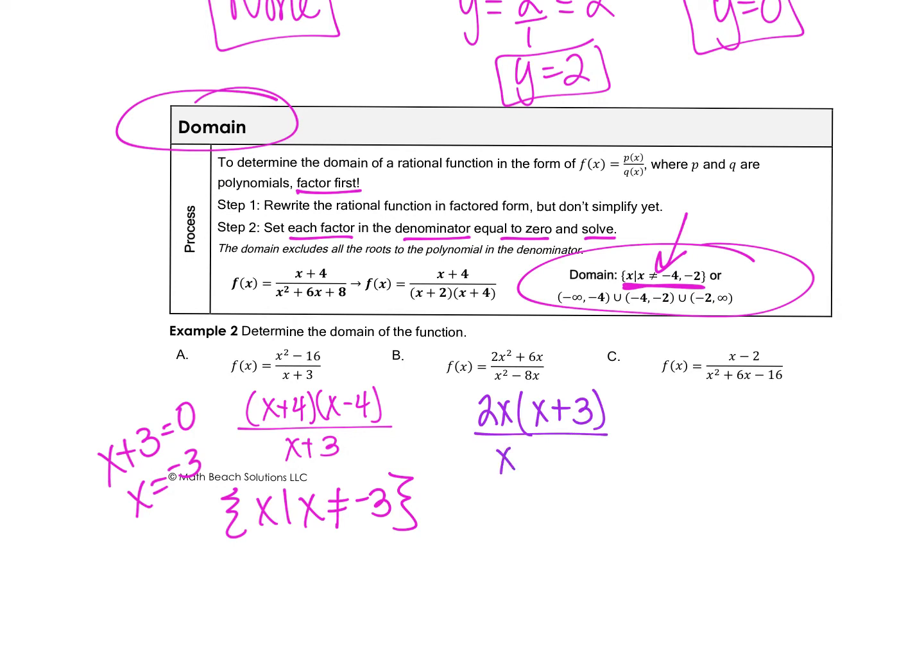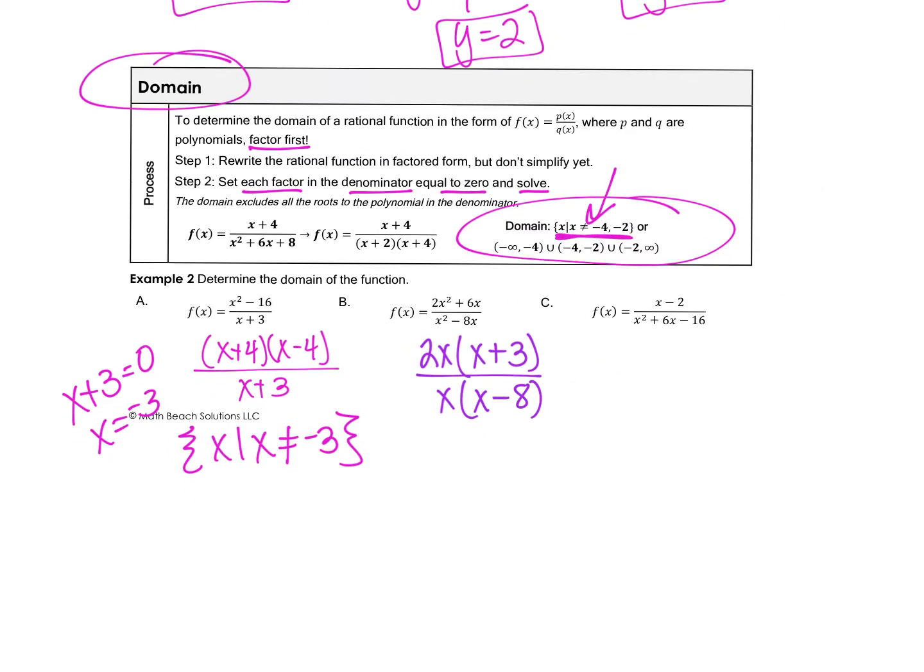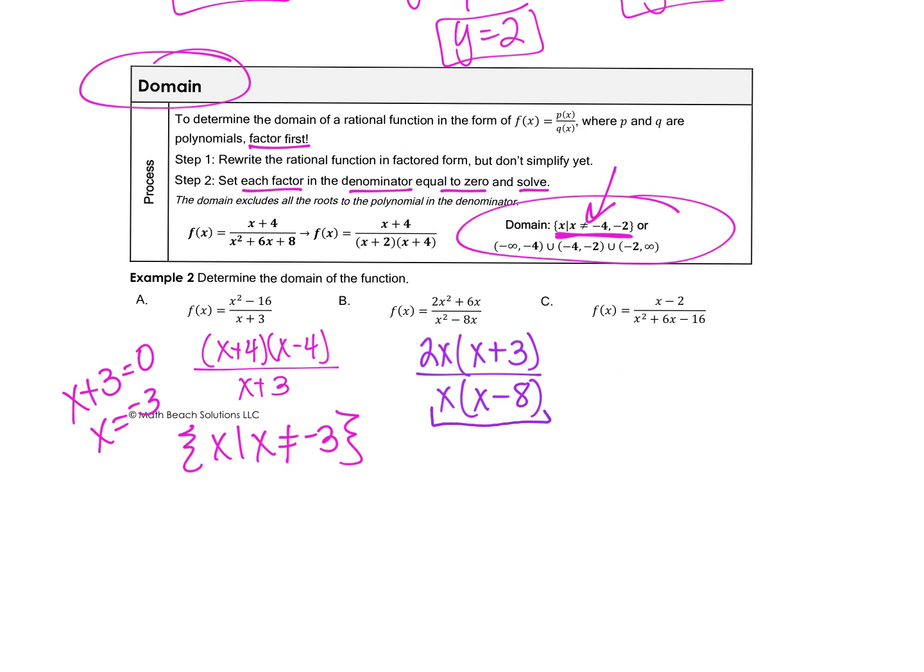Denominator, GCF of x. You're left with x minus 8. And then we are looking at just the denominator to find the domain. It's all real numbers except what would cause it to be 0. Notice there's 2 numbers that would cause this to be 0.